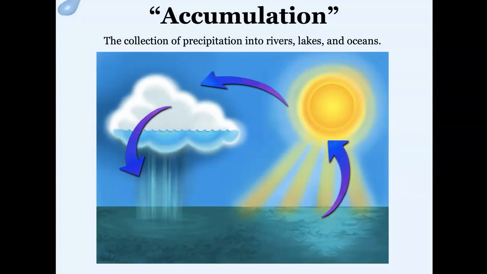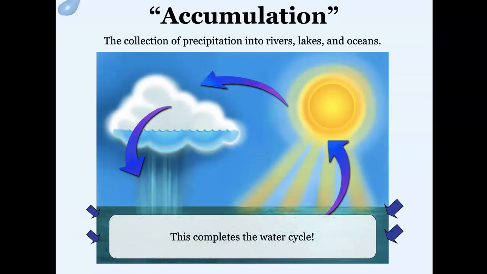Accumulation, the collection of precipitation into rivers, lakes, and ocean. This completes the water cycle. The ocean is an integral part of the water cycle and is connected to all of the Earth's water reservoirs via evaporation and precipitation processes.